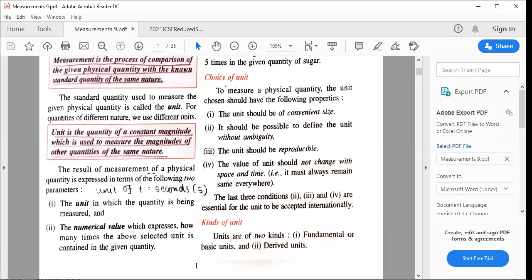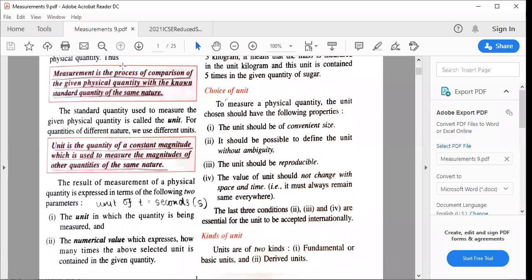So the result of measurement of a physical quantity is expressed in terms of the following two parameters. One, which I already mentioned earlier, is the unit in which the quantity is being measured, like meter, kilogram, second. And the numeric value which expresses how many times the selected unit is contained in the given quantity. Meaning 10 meter. This doesn't come in the exam, only the definition comes.